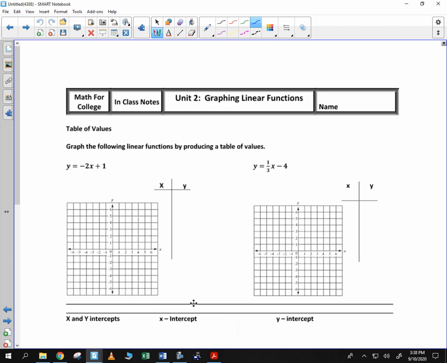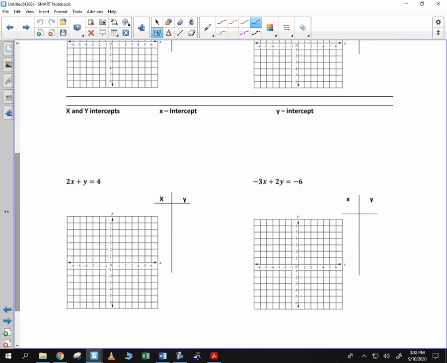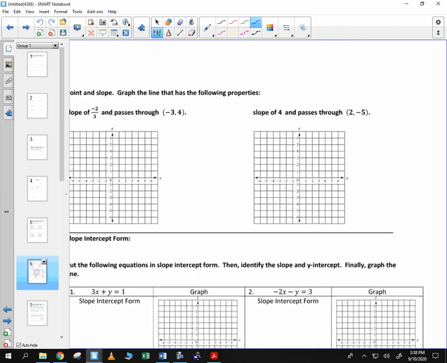Okay, students, math for college. It's time to look at an introduction to linear functions. This is kind of our notes. We're going to be looking at graphing linear functions in two variables.